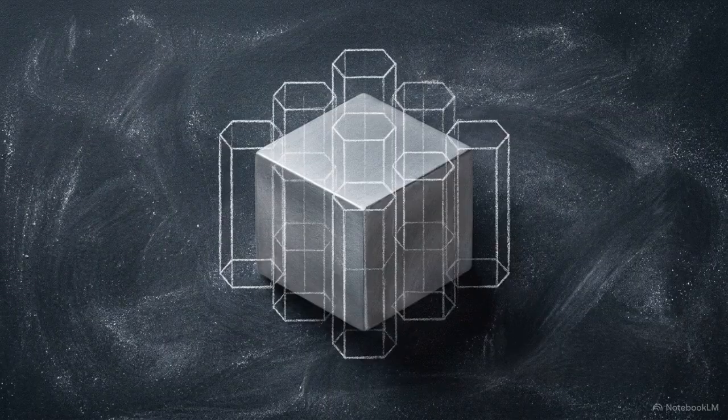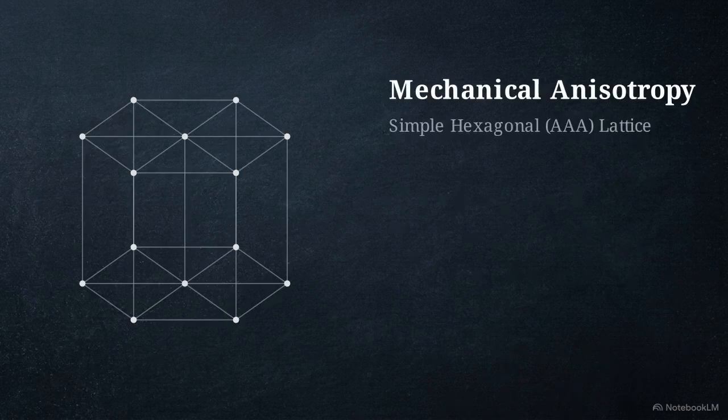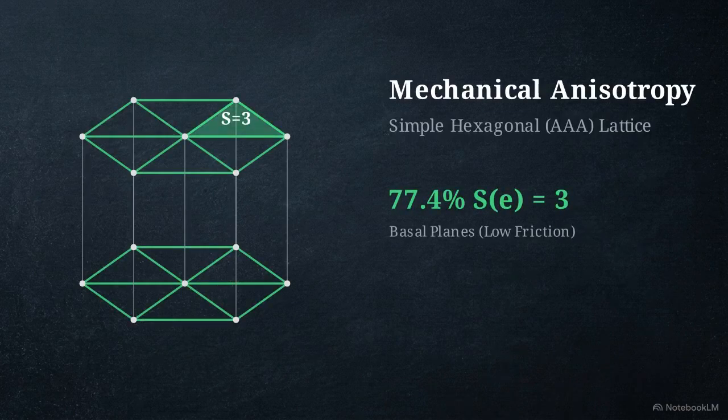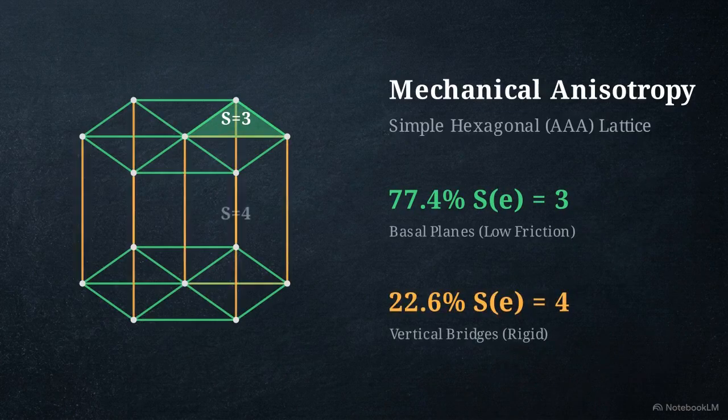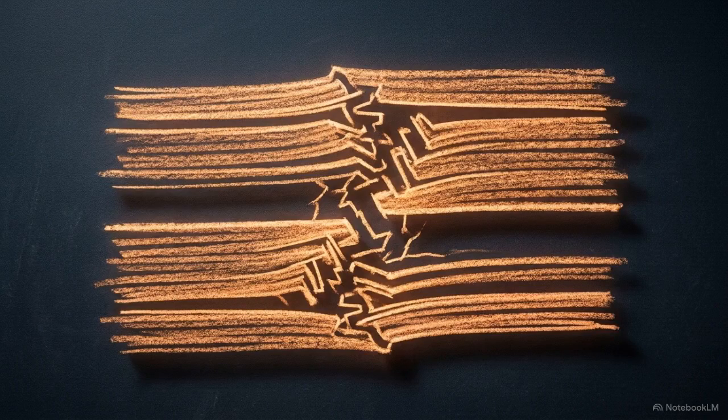Simple hexagonal lattices show how this metric manages direction-dependent physics. The analysis shows a split. SE = 3 routes are abundant within basal planes, but the bridges between layers are restricted to SE = 4. This numerical split maps to the real-world physical slip anisotropy found in metals like titanium.